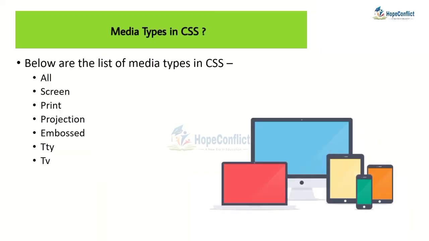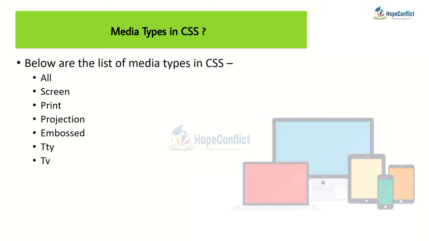Can you list out the media types in CSS? So there are multiple media types in CSS, some of which are all, screen, print, projection, embossed, TTY and TV. So these are the different media types which are available in CSS that we can use.